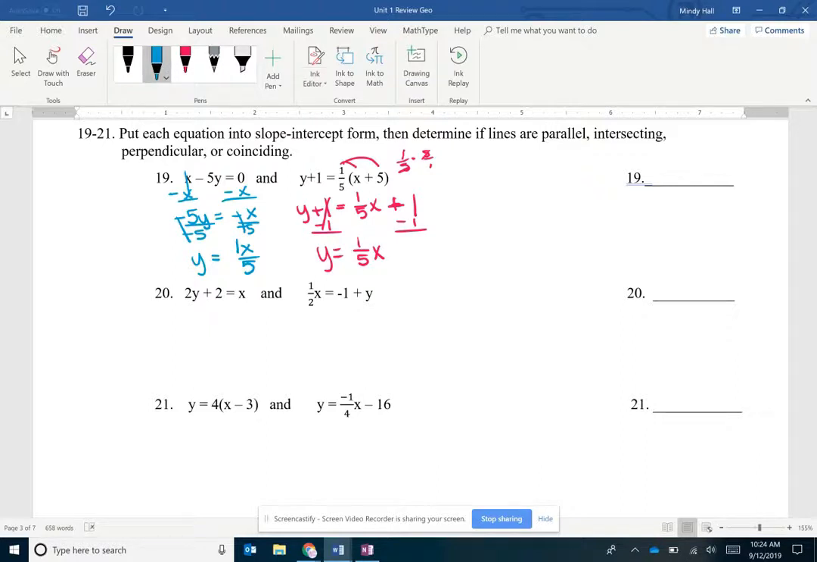So these ones are the same exact line. So since they are the same line, they are coinciding.